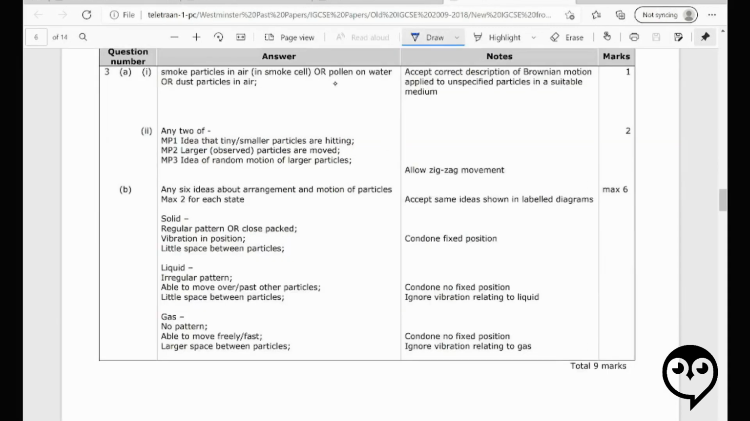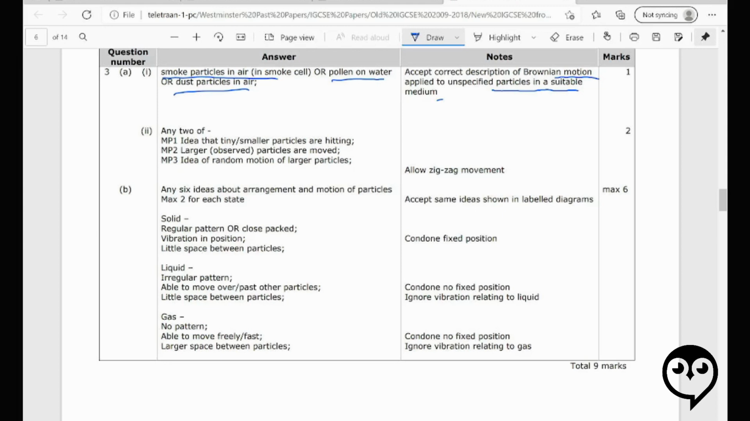We've got pollen on the water, dust particles in the air. I'm sure you've seen when the sunbeams come into the room, you can see the dust floating around, or smoke particles in the air if you've got a smoke cell. Accept correct description of Brownian motion applied to unspecified particles in a suitable medium. Okay, well, you could say little particles appear to be moving around in different directions as they get struck by the invisible particles hitting them. Okay.